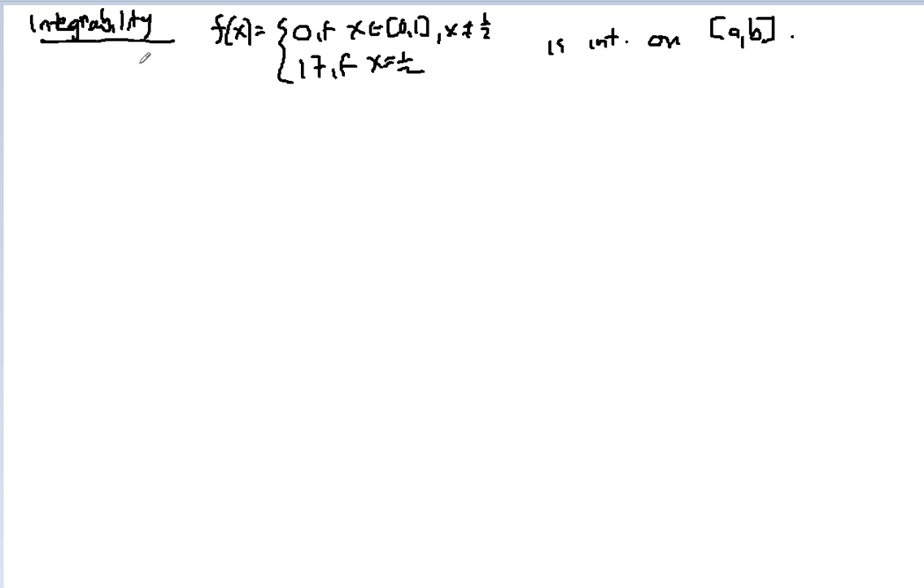I'm going to prove that this function, where it's 0 on [0, 1] except at 1/2 where it's 17 for some reason, is integrable on [0, 1].